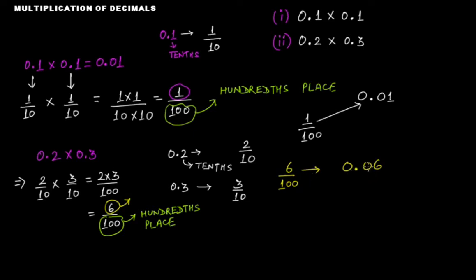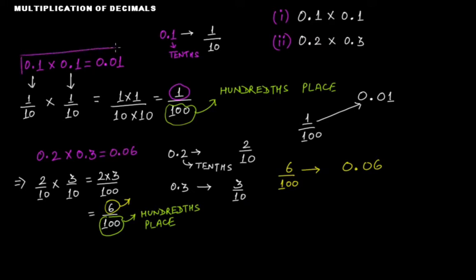And why is it 0.06? Because 6 is at the hundredths place, and we don't have any other digit, so at the tenths place we have 0. So the answer for this one is 0.06.